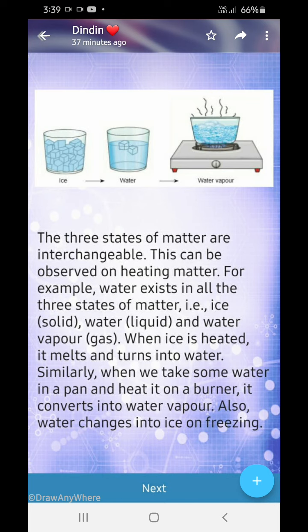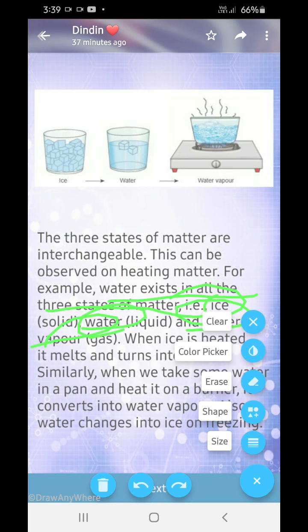So the three states of matter are interchangeable. They can be observed on heating matter. For example, water exists in all three states: ice, water, and water vapor. So when ice is heated, it melts and turns into water. When we take some water in a pan and heat it on a burner, it converts into water vapor. Water changes into ice on cooling, and water vapor also changes into water on condensation. Right?